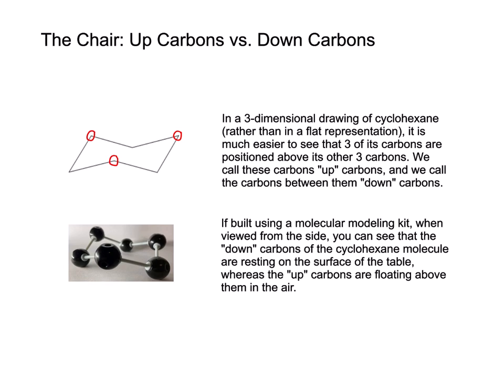Now, if we use a molecular modeling kit and build cyclohexane and view this molecule from the side, you can see that the down carbons of the cyclohexane molecule are resting on the surface of the table, whereas the up carbons are floating above them in the air.